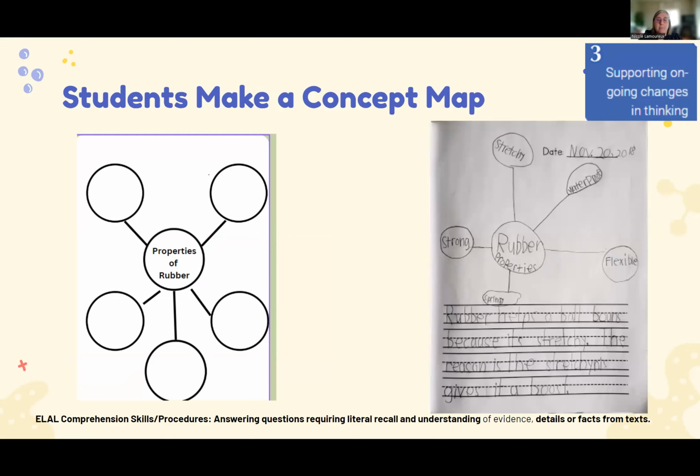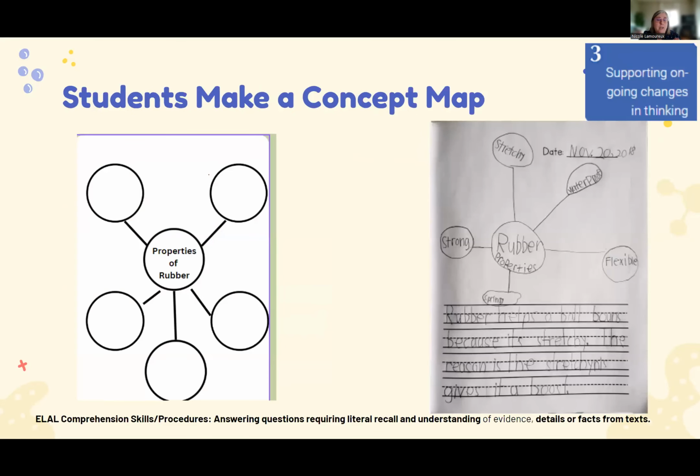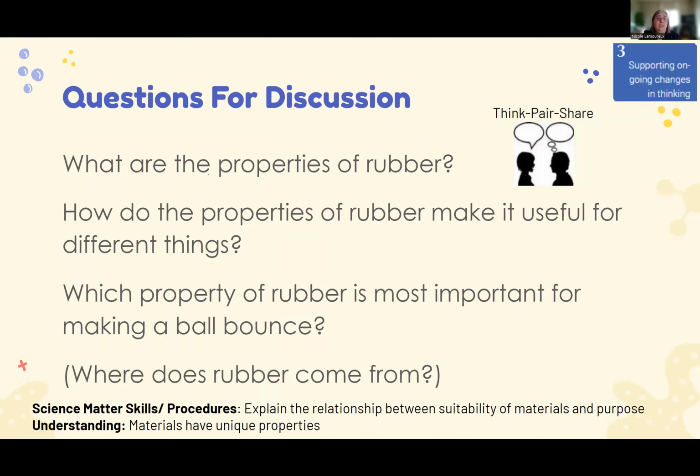So you can see the example here. And then the students wrote about it. You can have them write as well. You can have them talk a little bit and then write about it. What are the properties of rubber? How do the properties of rubber make it useful for different things? Because it goes and expands on that. Which property of rubber is most important for making a ball bounce? Where does rubber come from?